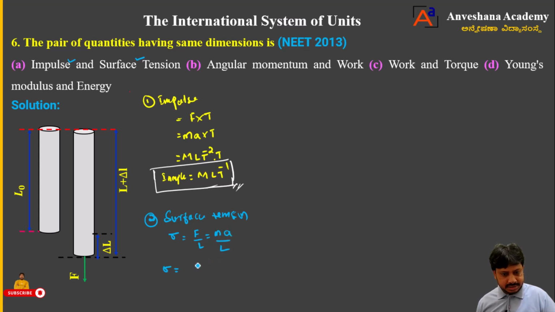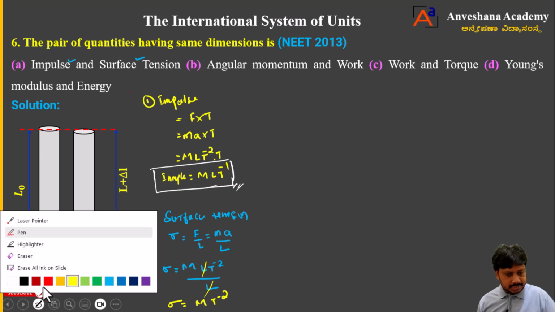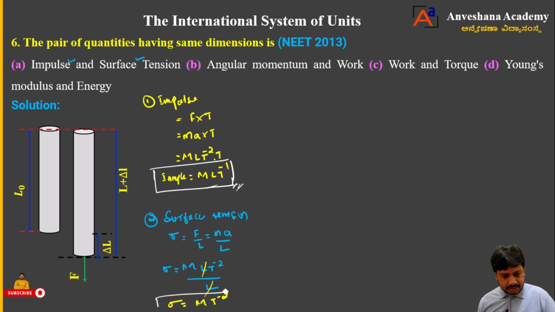Therefore surface tension sigma is equal to m, and acceleration again L T to the power of minus 2, divided by L. Is there any cancelling term? Yes, there is a cancelling term: L and L will get cancelled. Therefore sigma is equal to M T to the power of minus 2. This is the dimension for surface tension. Okay, fine.